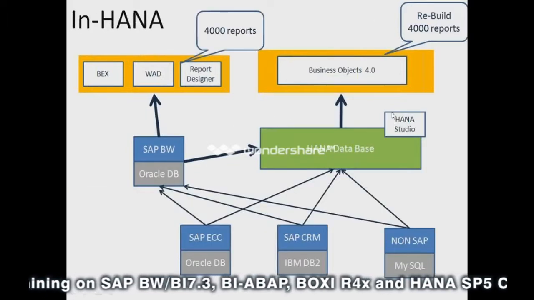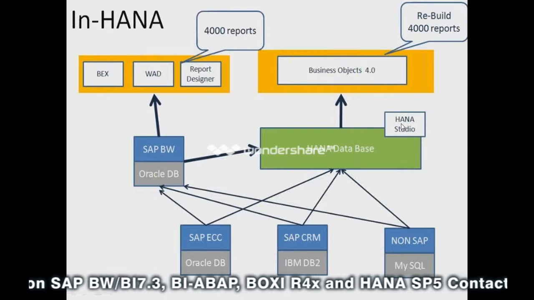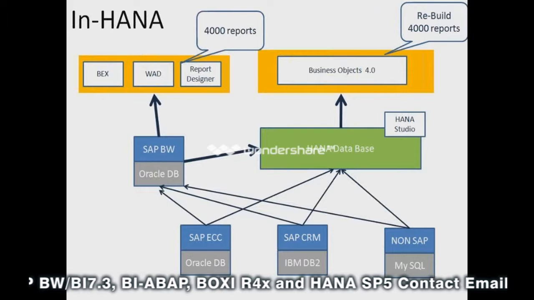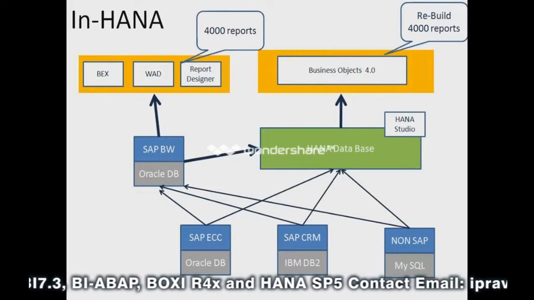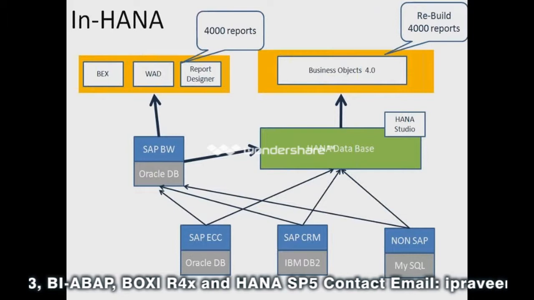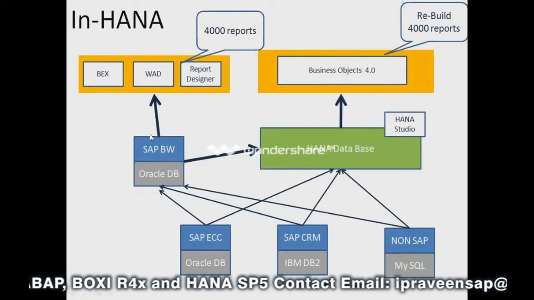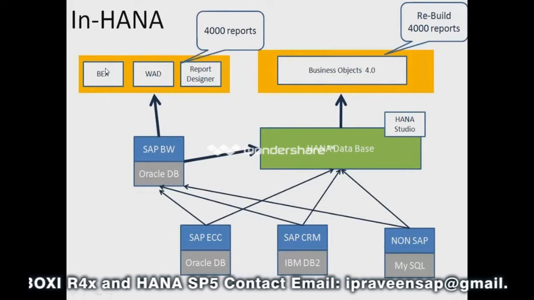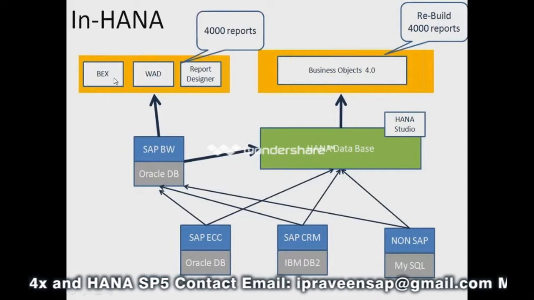Even SAP is forcing all the existing SAP clients not to use the older tools. They need to use only Business Objects tools except the BEx. So anyway they need to go for Business Objects 4, whether they want to use HANA or not. Whenever they want to go for Business Objects 4, they need to rebuild all the reports.